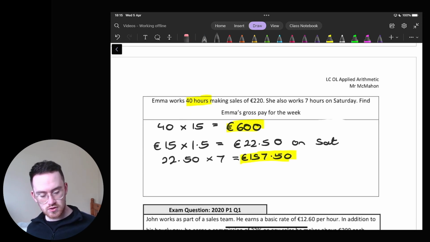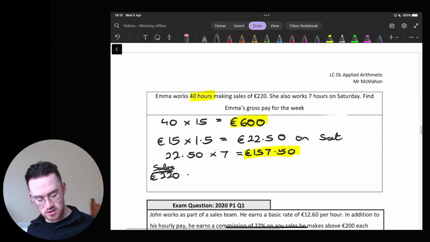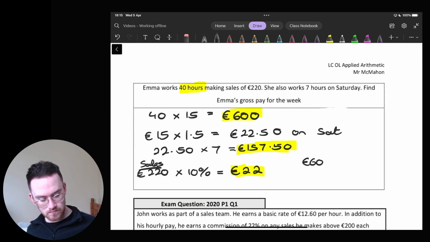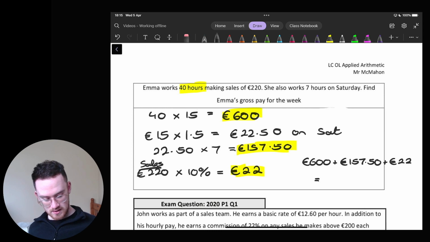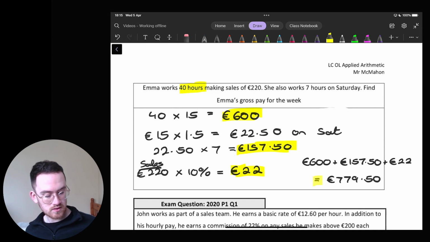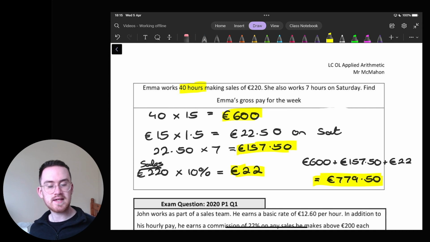The last part then, of course, is the sales. So €220 of sales, and we're told that she makes 10% commission. So we get 10% of those sales, which is €22. And that's going to be added on to her income as well. So her income ends up being 600 plus the 157.50 plus the 22. And adding all that up, we get an answer of 779.50. And that's our end result, or how much Emma makes in the week. And that's her gross pay.